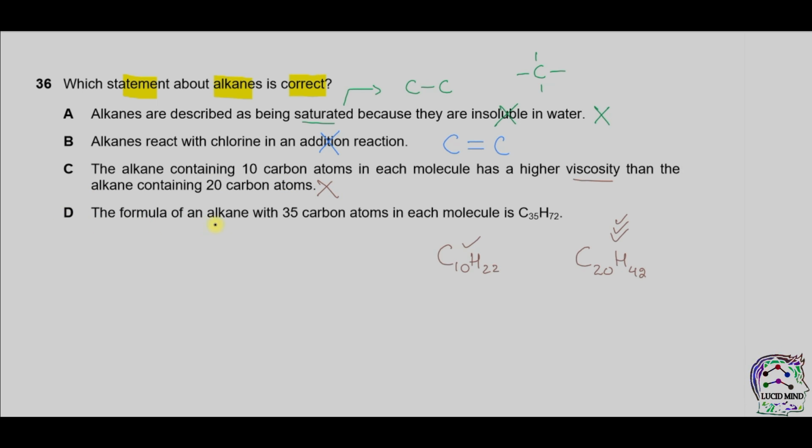Part D. The formula of an alkane with 35 carbon atoms in each molecule is C35H72. Let's see whether it is according to the general formula CnH2n+2. So if n is 35, then it will be C35H(2 times 35 plus 2). So it is 70 plus 2, 72. So this statement is correct. Correct answer is therefore D.